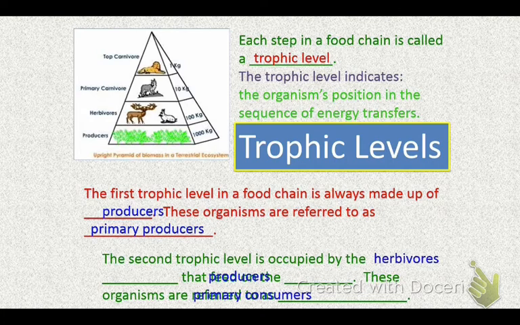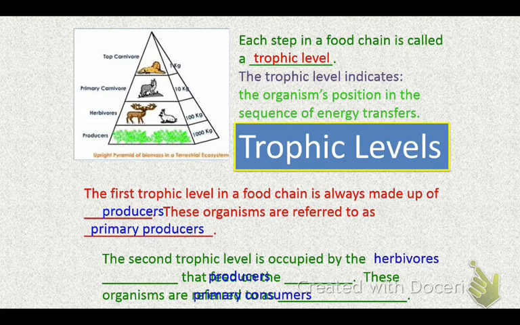Okay, things that only eat plants, like chickens, well, I think chickens eat worms too, so that was a bad example. We're going to say that rabbit only eats grass. Okay, yes, cows only eat grass. Very good. So the second trophic level is occupied by herbivores that feed on the producers. There we go, that feed on the producers.